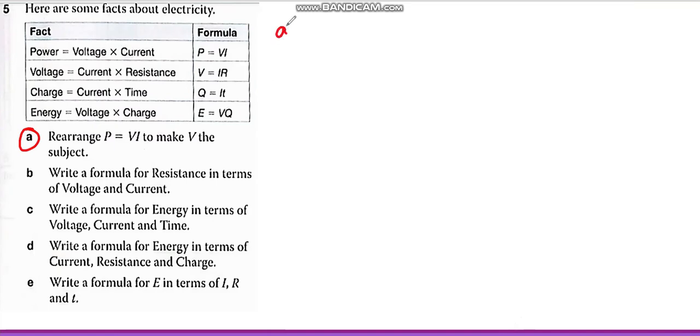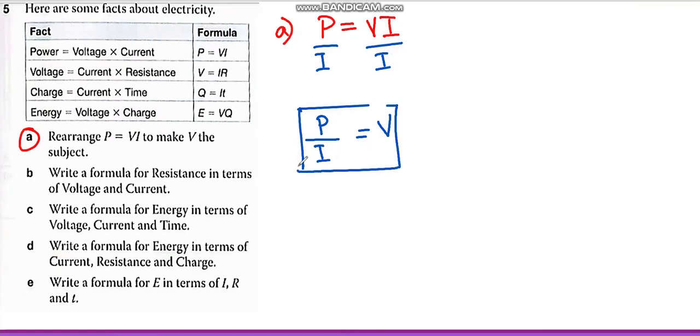So let me do A part first, where we just need to make V as the subject. So we have P is equal to VI. Now to make V as the subject, we don't need I here. So let's divide both sides by I. That will cancel I from the right side, and we will get V as the subject, and on the left side we will get P over I. So here you can see that we have made V as the subject.